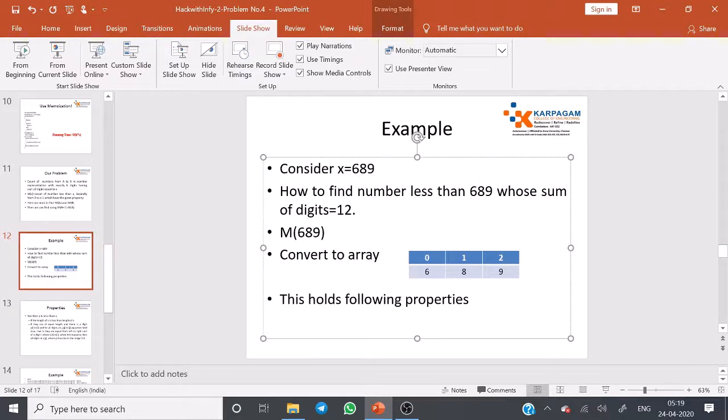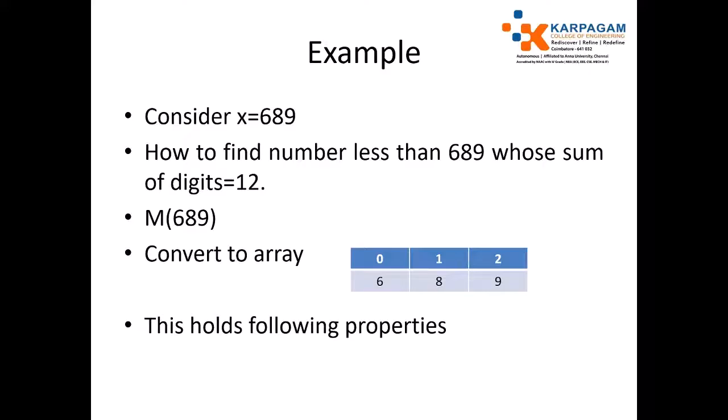Consider x equal to 689. How to find the numbers less than 689 whose sum of digits is 12. Here we need to take 689 and convert it to an array. If you use C++, you can use a vector. This holds the following properties. If you understand the properties, it's very easy.